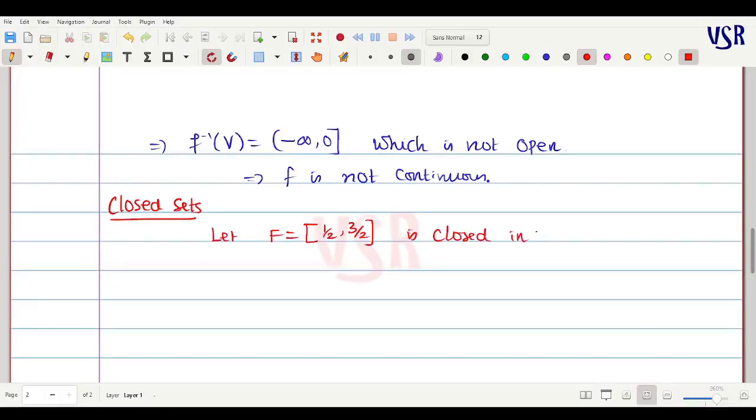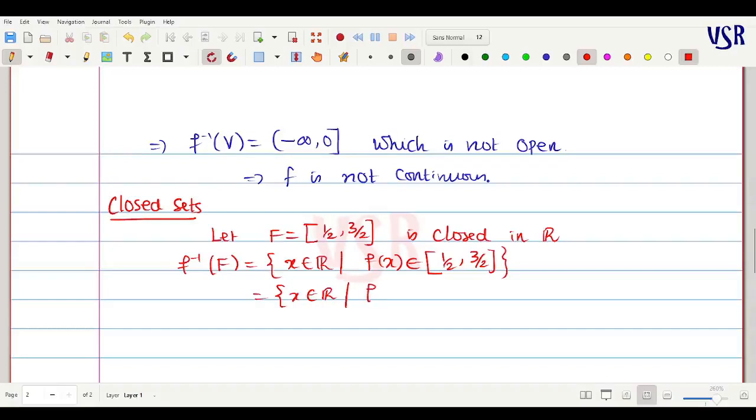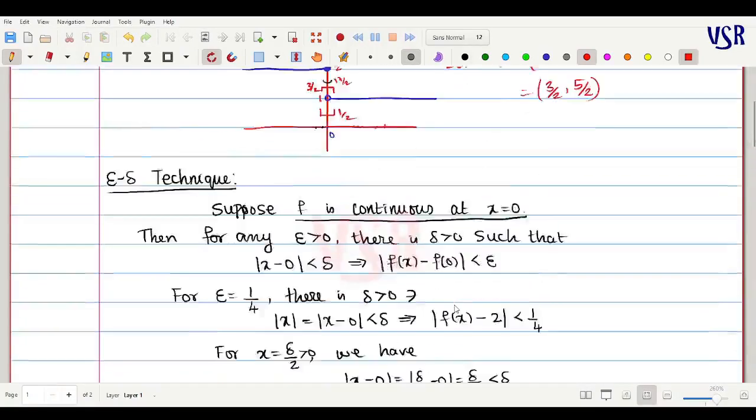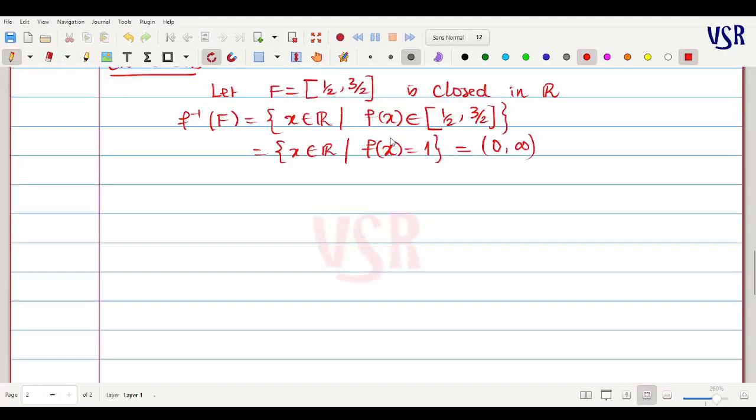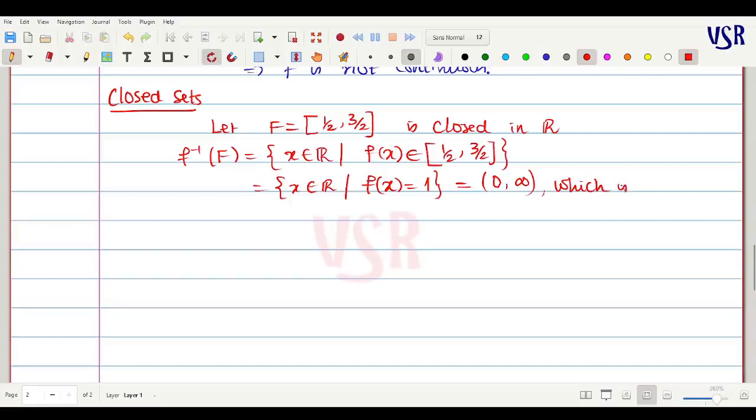But f inverse of capital F is the set of all x belongs to R such that f of x belongs to this set, between 0.5 and 1.5. So f of x can be either 1 or 2, but here only f of x equal to 1 is possible, because 2 is not in this domain. So this is the open interval 0 comma infinity, because whenever x is positive, the value is 1; x cannot be 0, because at 0 the value becomes 2. So we have this set, which is not closed. So this implies that f is not continuous.